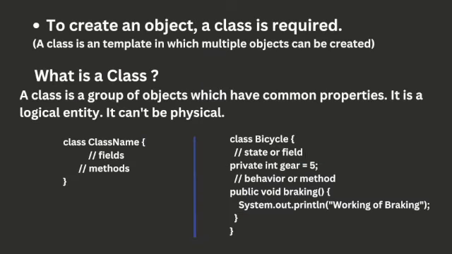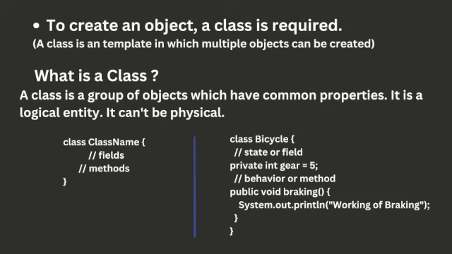So to create an object, a class is required. So what exactly is a class? A class is just a group of objects which have common kinds of properties. It has a logical identity and it cannot be physical. Every class has two kinds of things in it: one is fields and another is methods.